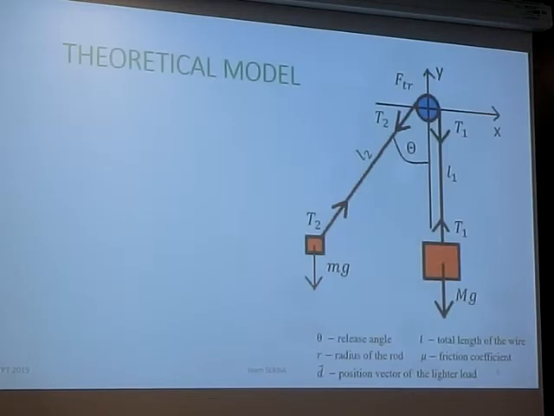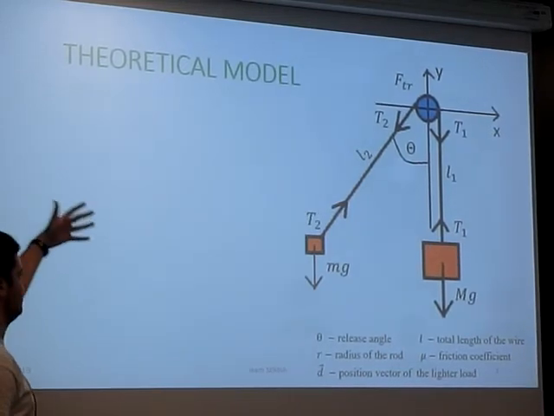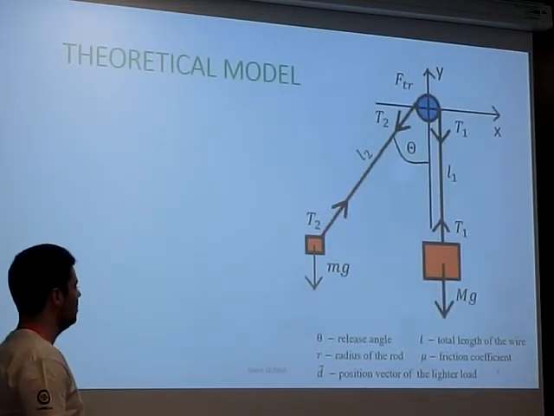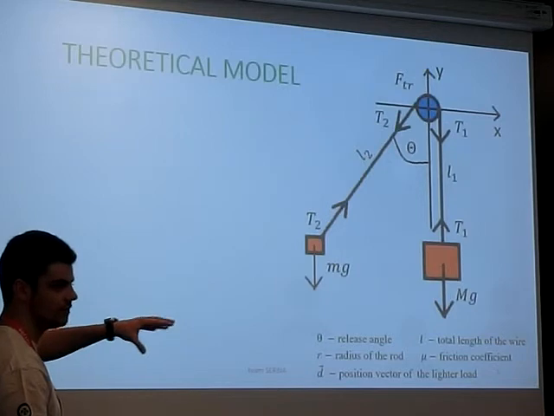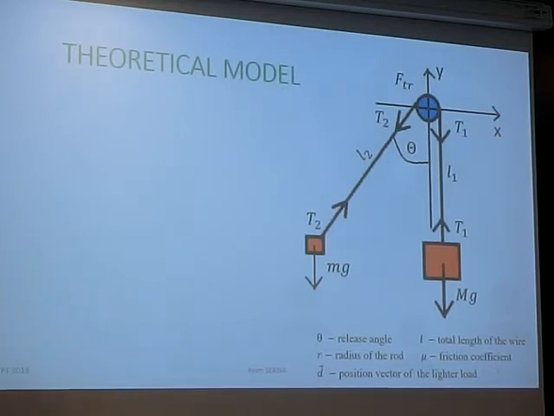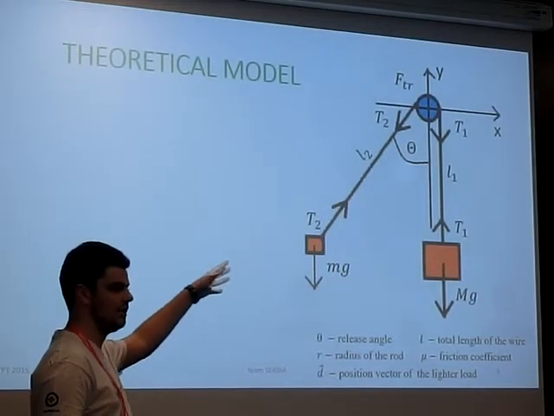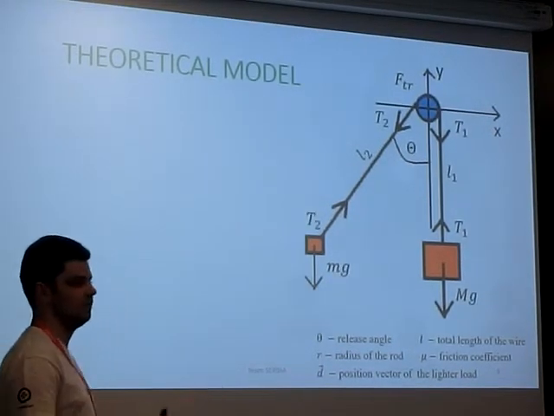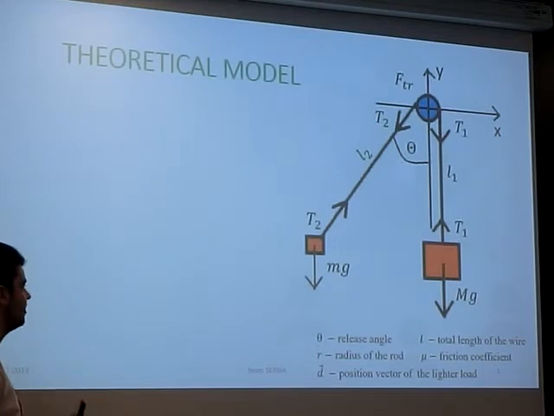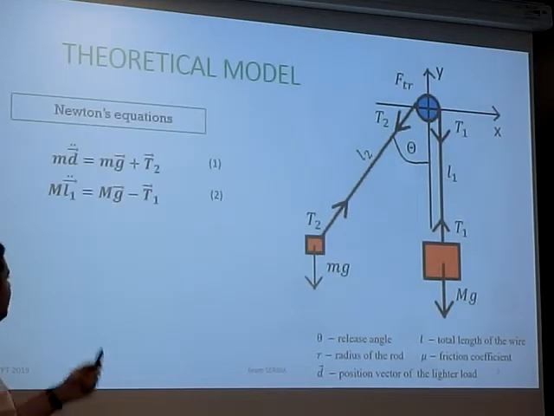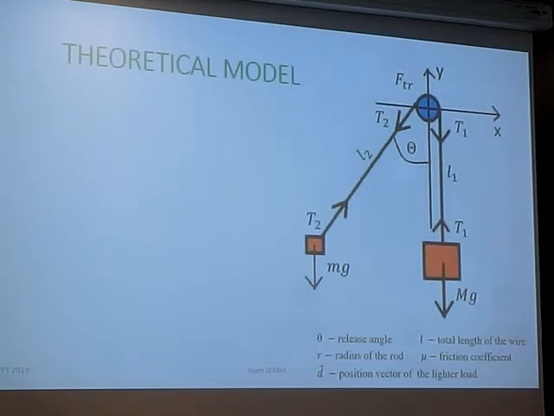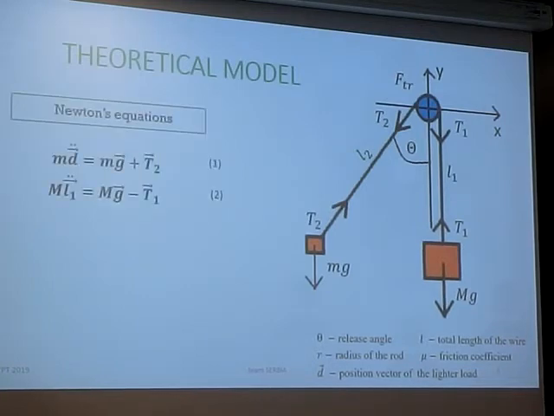Next, to see our theoretical prediction and our apparatus, we have two loads, one light, one heavy, and also gravity force going down. They are connected with the string over a bar, so there are two tension forces, T1 and T2. Also, we have dynamic friction force between the rod and rope, so we have friction between rope and rod.